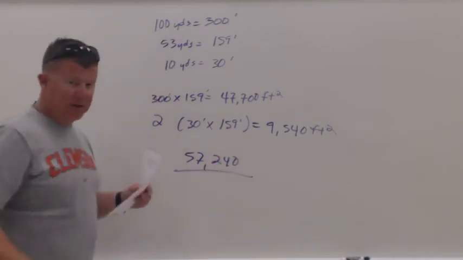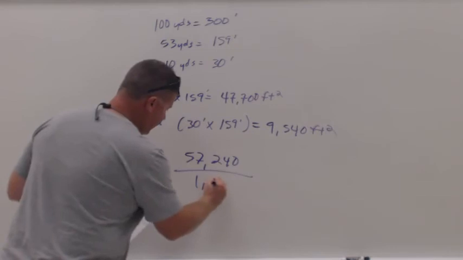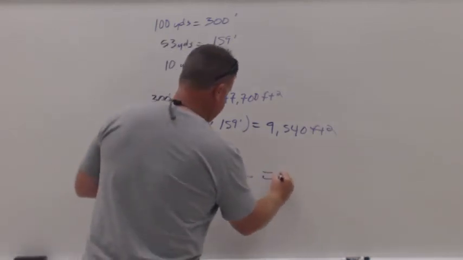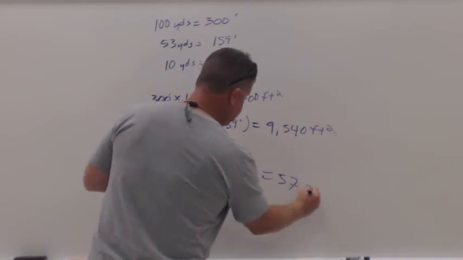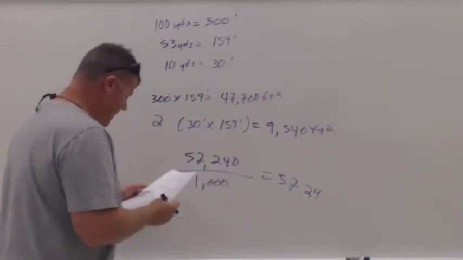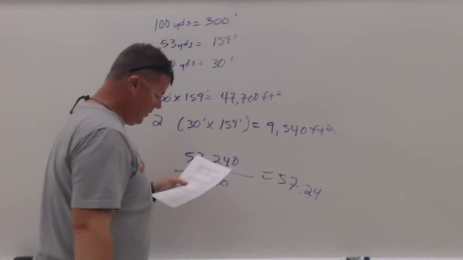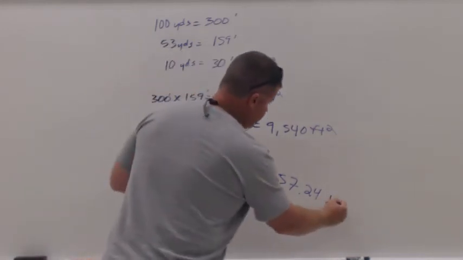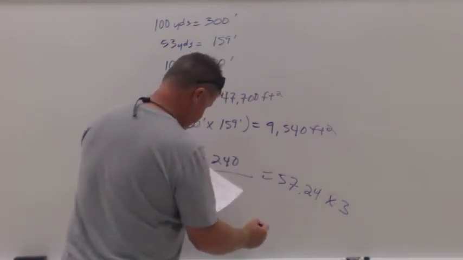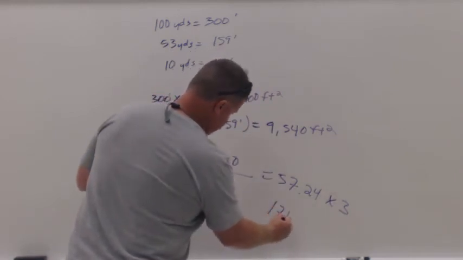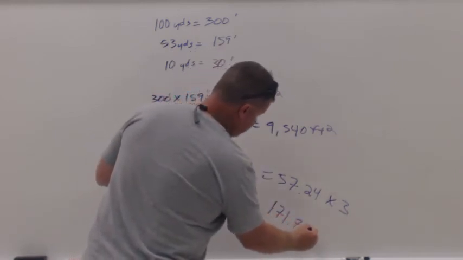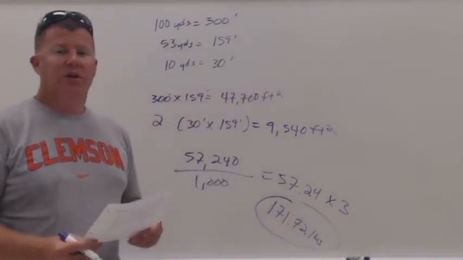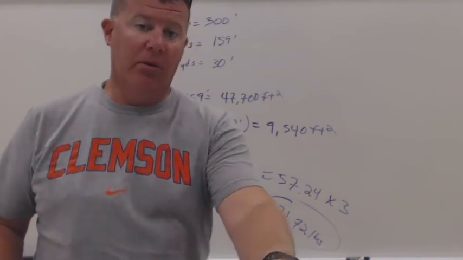57,240. And what does Eric like to do? I like to divide by 1,000 square foot blocks, which gives me 57.24. And we're going to be applying 3 pounds of nitrogen per 1,000 square feet. So 57.24 times 3 gives me 171.72 pounds of nitrogen to solve this problem.